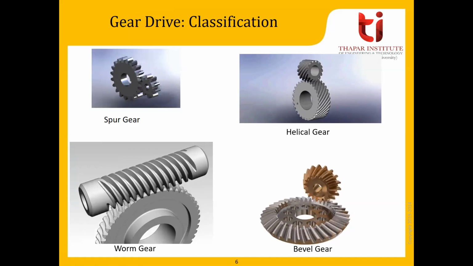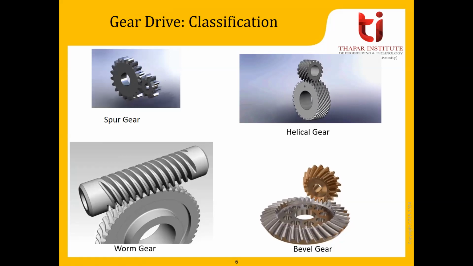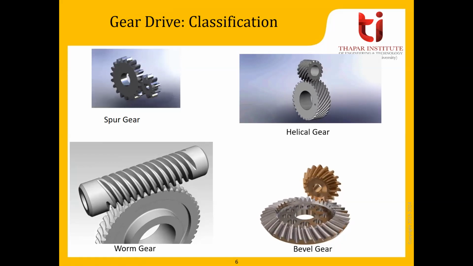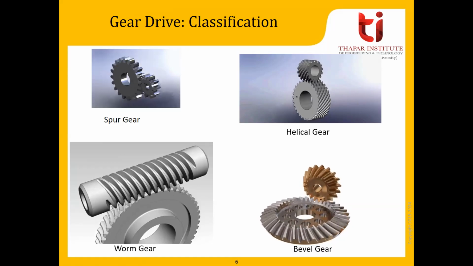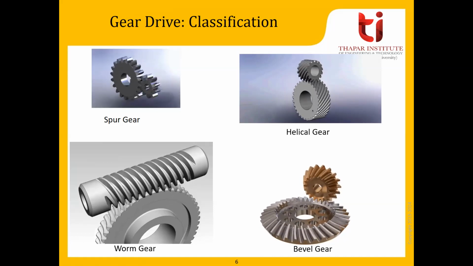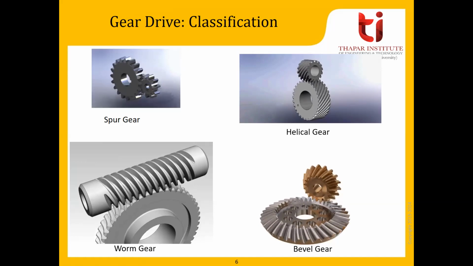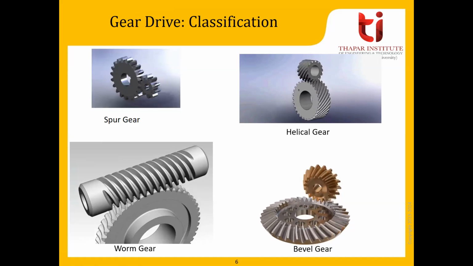Second, according to peripheral velocity of gears, there can be low velocity gears, medium velocity gears, and high velocity gears. If the gears have velocity less than 3 meters per second, they are known as low velocity gears. If the velocity is between 3 to 15 meters per second, they are known as medium velocity gears. And if the velocity is more than 15 meters per second, they are known as high speed gears. According to type of gear, they can be categorized as external gears, internal gears, and rack and pinion. This is just the theoretical part, you can go through it.